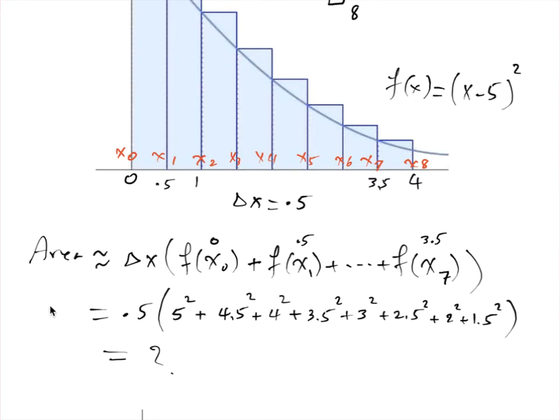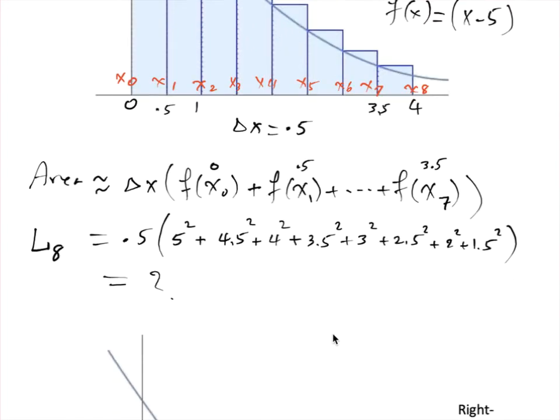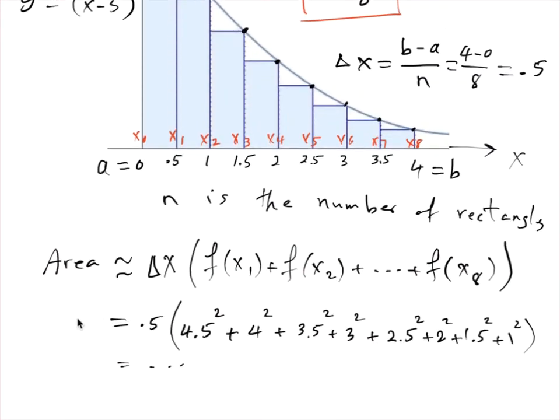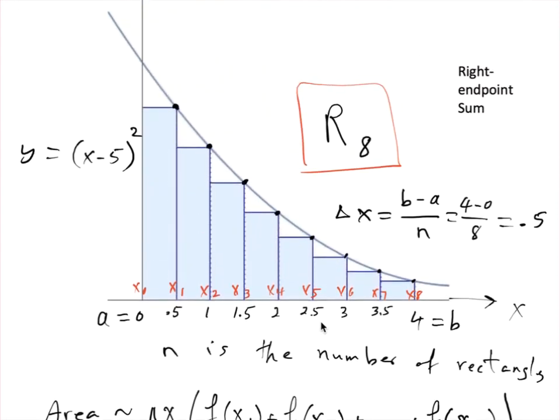By the way, let's just use the notation we normally use. We call this one L8 and this one R8. Again, 8 refers to how many rectangles you're adding.